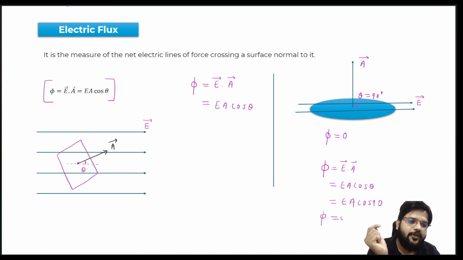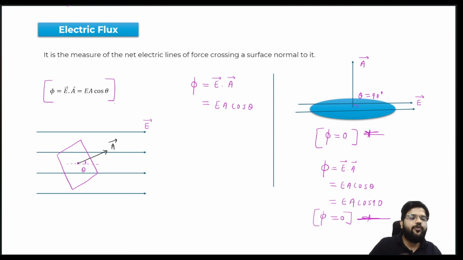We are getting 0. So if we do it mathematically, or if we think theoretically, from both, correct, we are getting the same result. So I hope this is clear, everyone. What is the electric flux? What is the sense of this electric flux, and how can we find out electric flux mathematically?